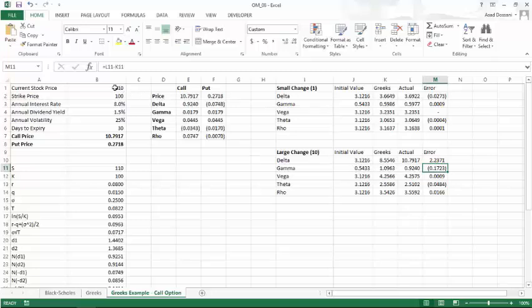Then we run the same exercise with Vega. So let's go back to 100. And this time I'm saying that the volatility goes up by 10%, so it goes from 25 to 35%. Here you can see the error is actually not that large. It turns out the Vega approximation is quite good anyway. So we still get a larger error than 0, which is what we had before, but the error is not very big. And that's partly because Vega itself is not a huge component in terms of determining the option value.